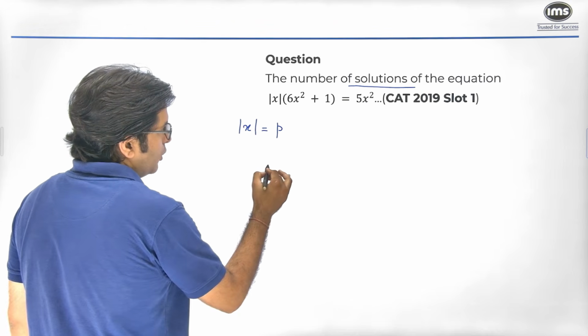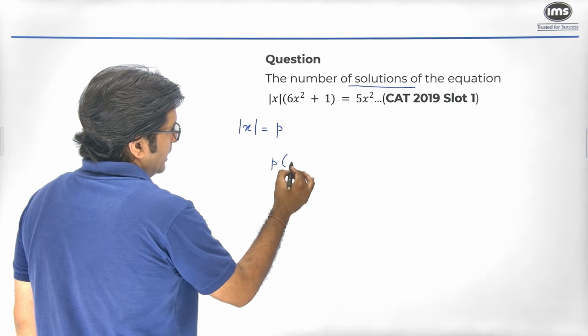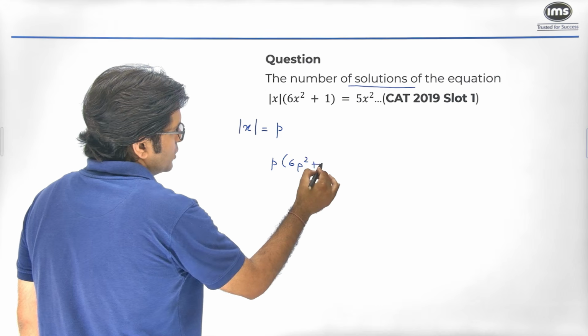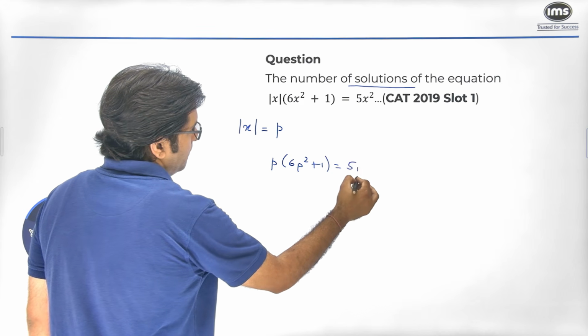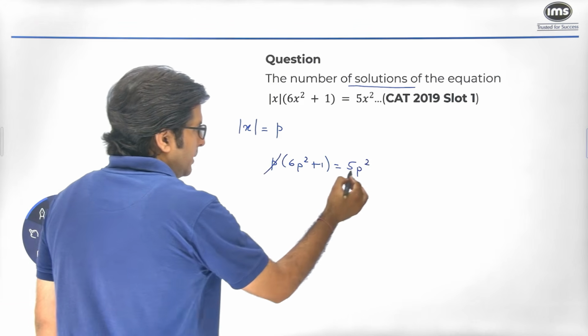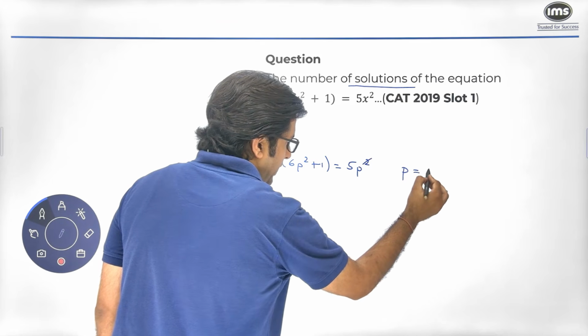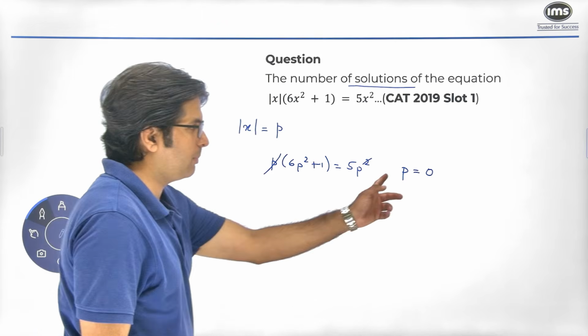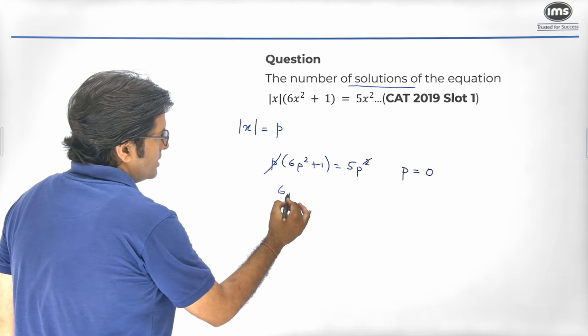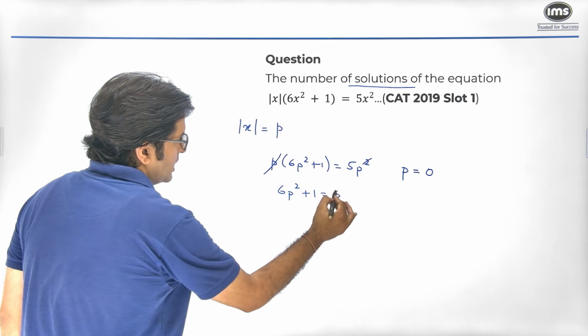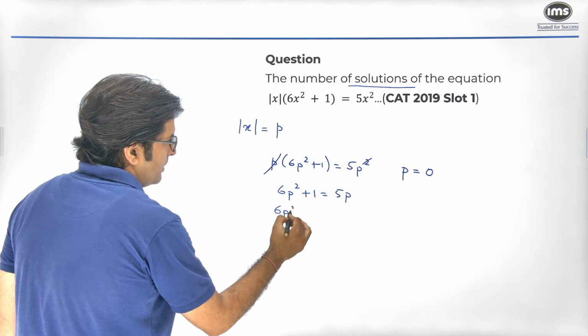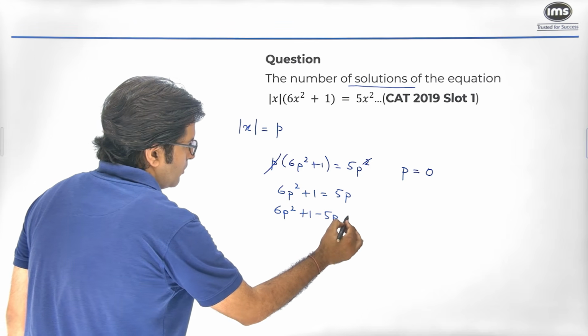So mod x equal to p. If I do that, then I get p times 6p square plus 1 is equal to 5p square. Now can I cancel p with p? Yes, at the back of my mind I should know that mod x is equal to 0, or p is equal to 0. Now let's simplify this. So I get 6p square plus 1 is equal to 5p. I get 6p square plus 1 minus 5p is equal to 0.